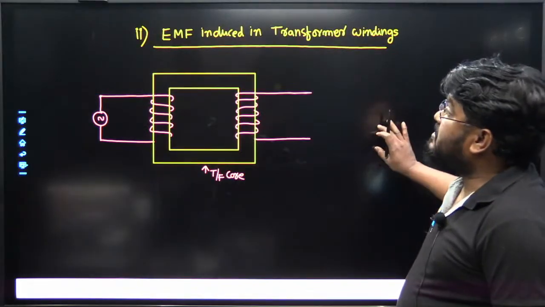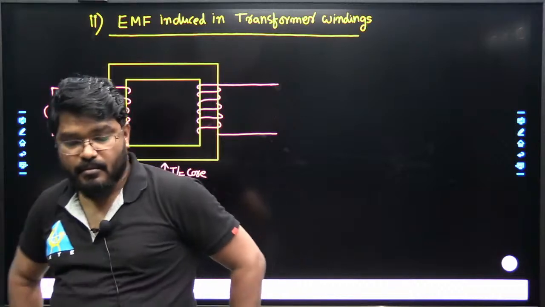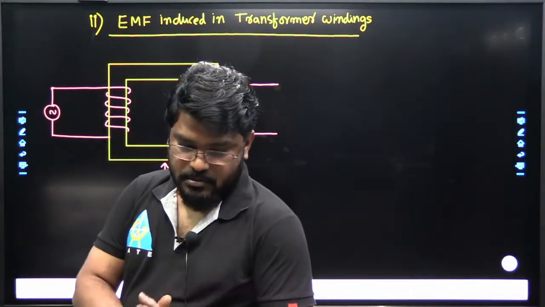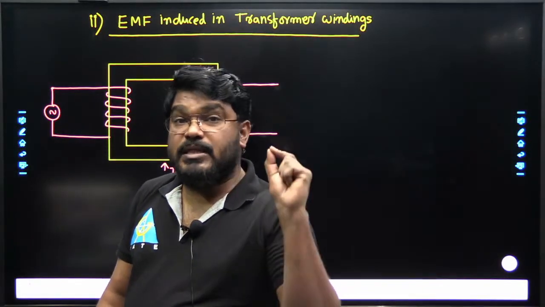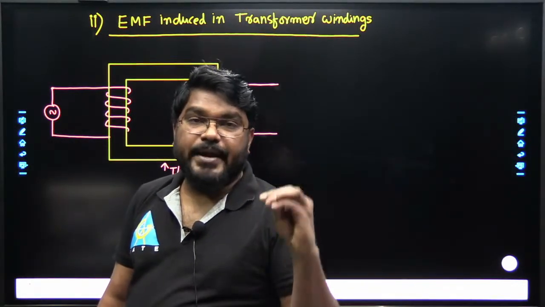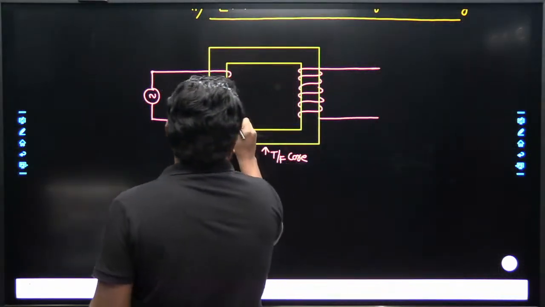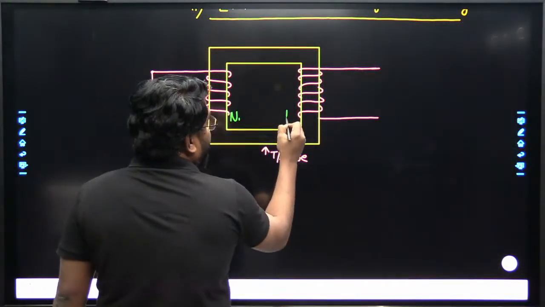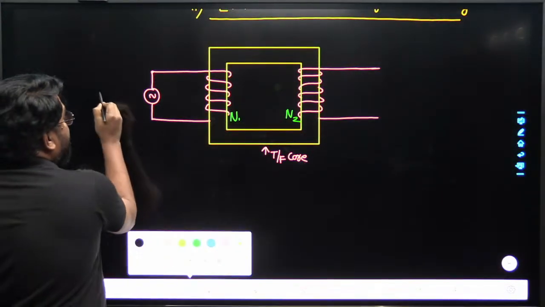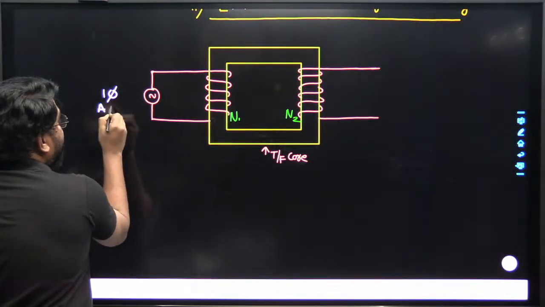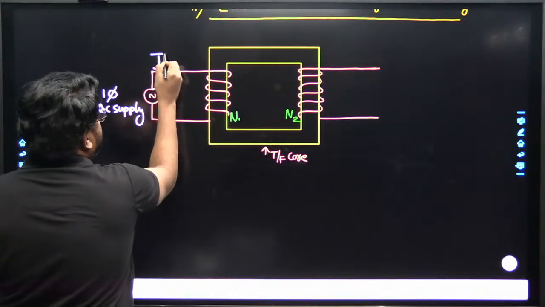So now let us discuss how EMF is induced in the transformer. Previously we discussed how EMF is induced in the coil and how we find the direction of induced EMF. Now here, let N1 be the number of turns in the primary winding, and N2 the number of turns in the secondary winding of the transformer. Whenever the transformer is excited with a single phase AC supply, magnetizing current passes through the winding.